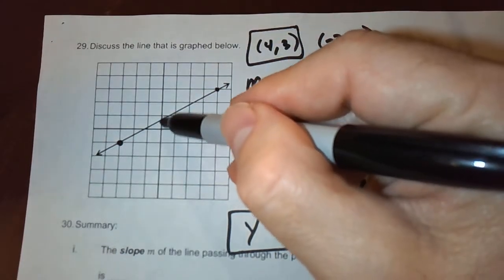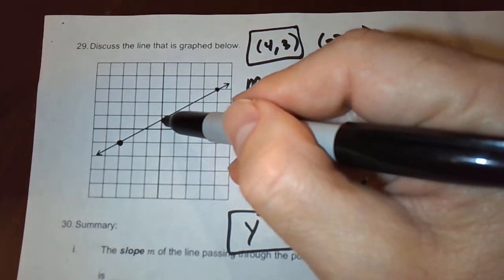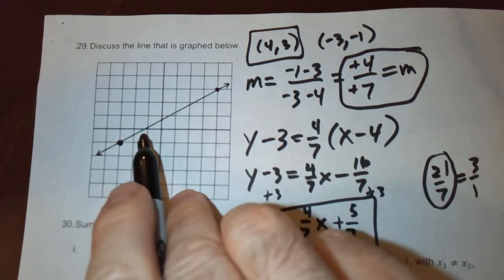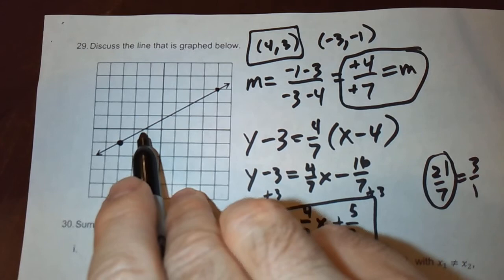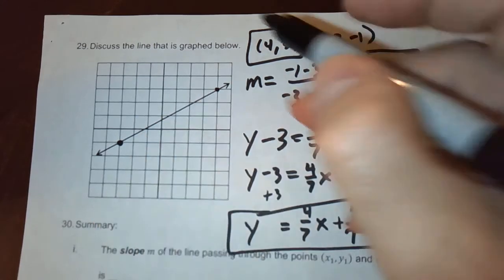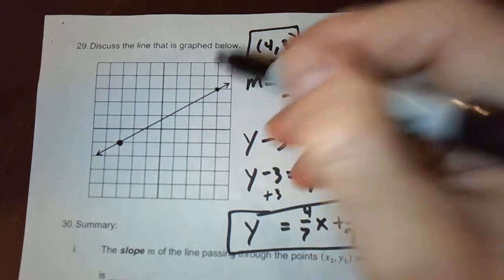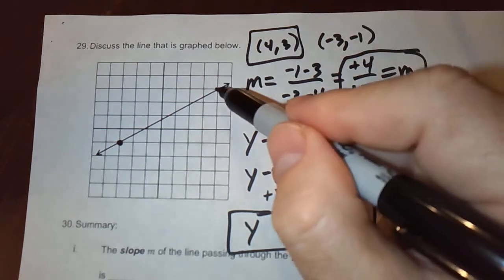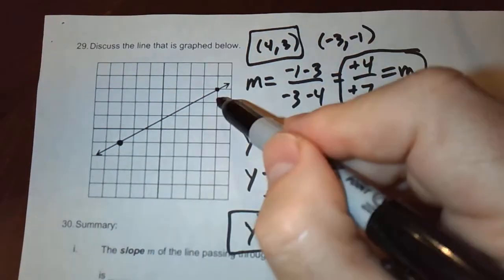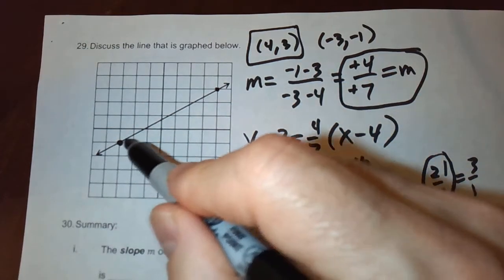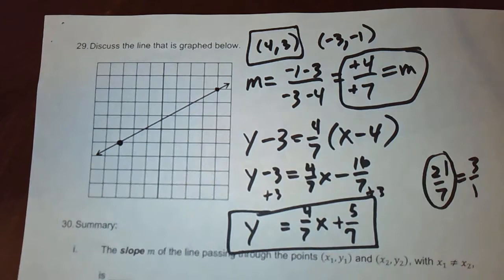Y-intercept is somewhere between 0 and 1. It looks like it's about 3/4 maybe. The x-intercept is a little bit left of -1, but I found 2 points that were exactly integer values. This one and this one. So this point is (4, 3), which is right here, and then this point here is (-3, -1).